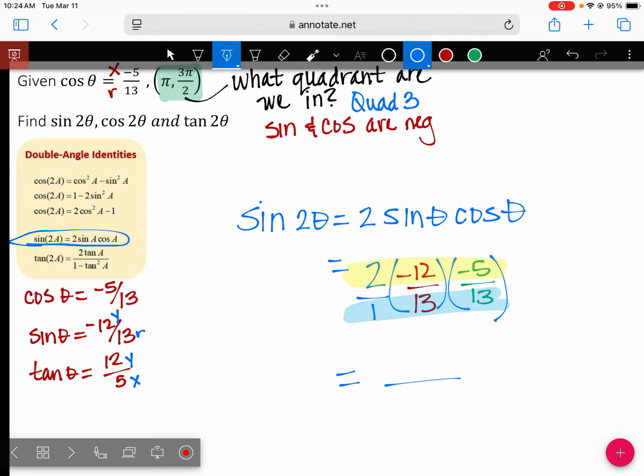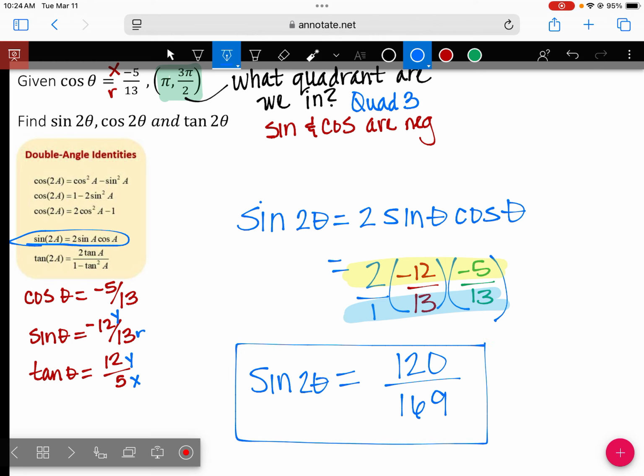So when you do that, 12 times 5 is 60, so you should get a positive 120 over 169, and that would be your sine double angle. That one's pretty easy to get to. So we did our cosine double angle and we did our sine double angle. I'll give you a moment to copy this down if you haven't, or take a screenshot, and then we will finish up with our tangent double angle.